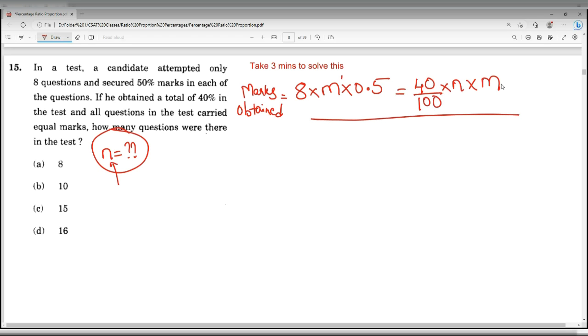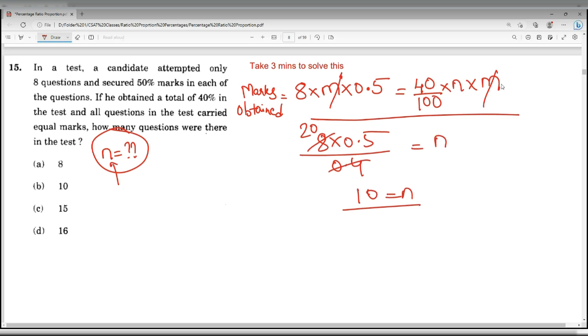So we can cancel M and M here, and then we have 8 into 0.5 divided by 40 by 100, which is 0.4. It is equal to N. And then we have 0.4 into 20 times is equal to 8. And then we have 20 into 0.5 is 10. So the total number of questions that were there in the test were 10 questions.